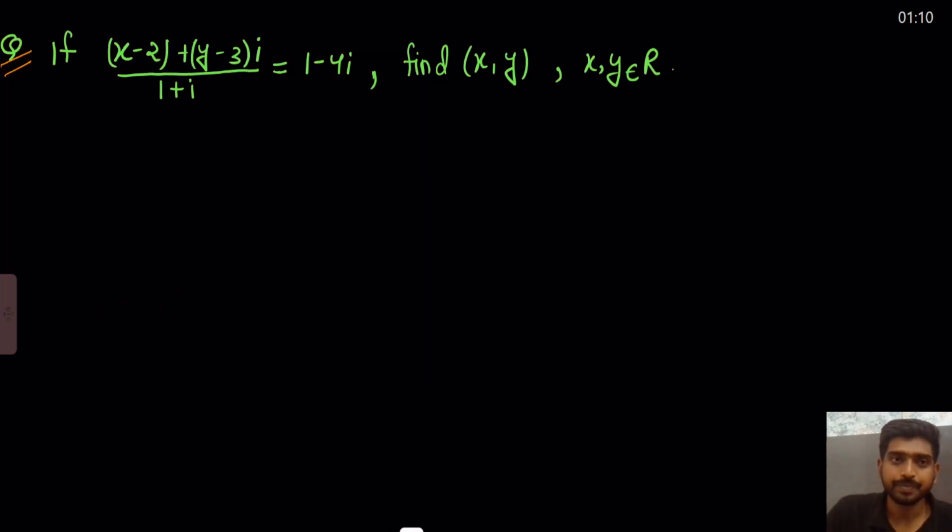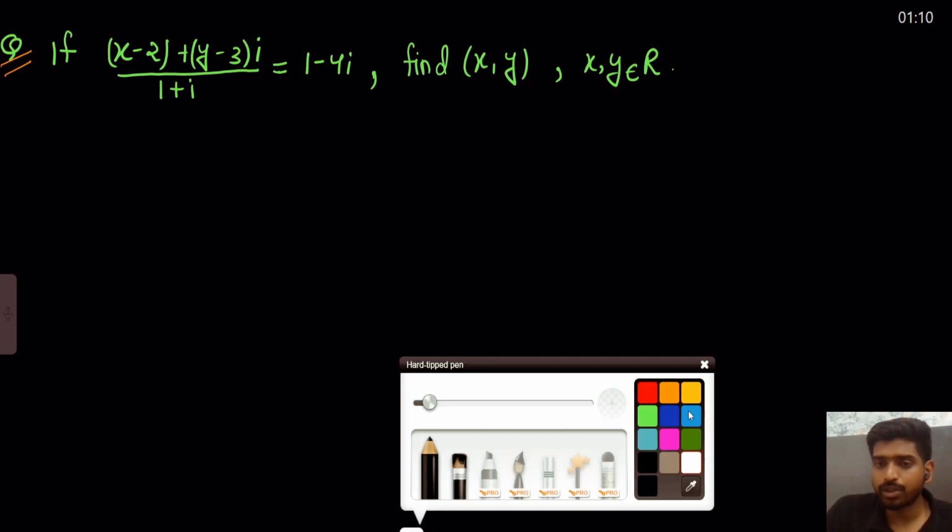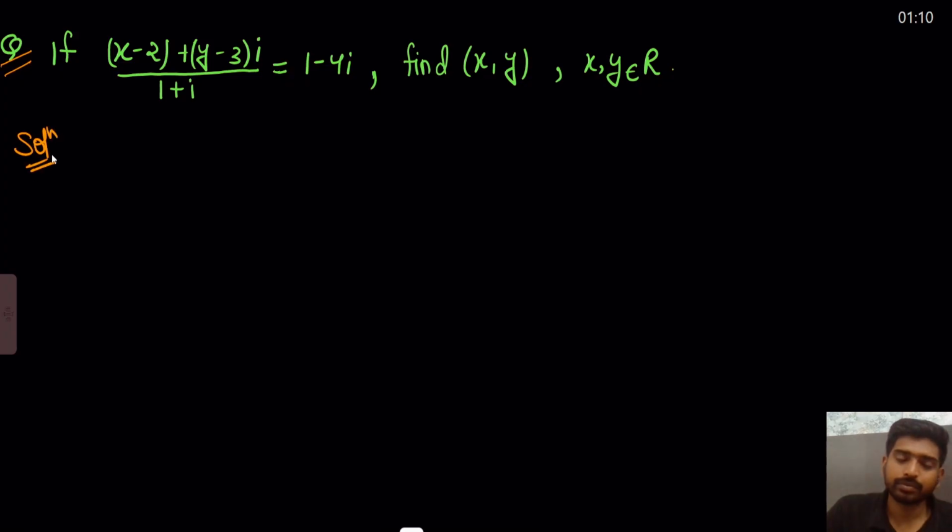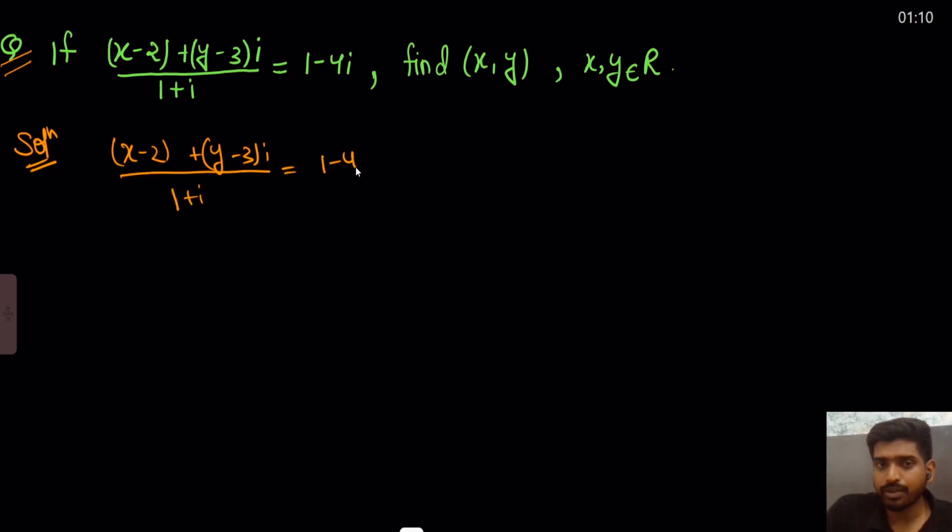And next question. They have given (x minus 2) plus (y minus 3) iota divided by 1 plus iota is equal to 1 minus 4 iota, and they are asking the value of x and y. How will we solve this question? If we see here, x minus 2 plus y minus 3 iota divided by 1 plus iota is equal to 1 minus 4 iota.